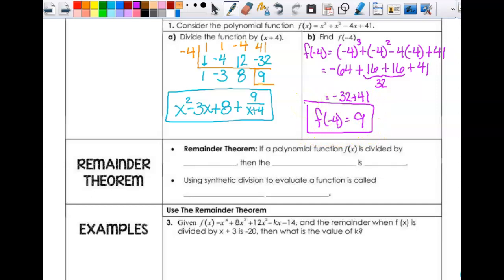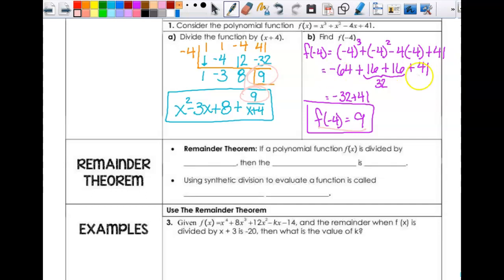So I know you know how to do synthetic division. I know you know how to evaluate functions. Now I want you to look at these two things that we just did, and what do you see that is common in the answers? The 9. You see how f of negative 4 is 9, and my remainder here is 9? So that's what our remainder theorem is going to tell us we can do. You can substitute this in.